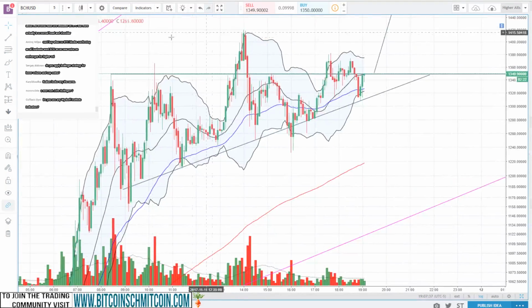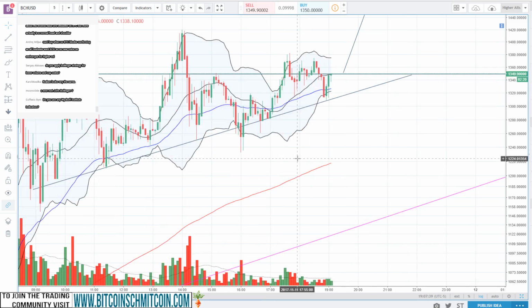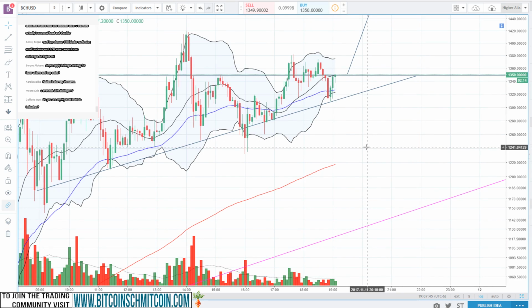Interim support is the 50 period EMA on the 5 minute. Not bad.